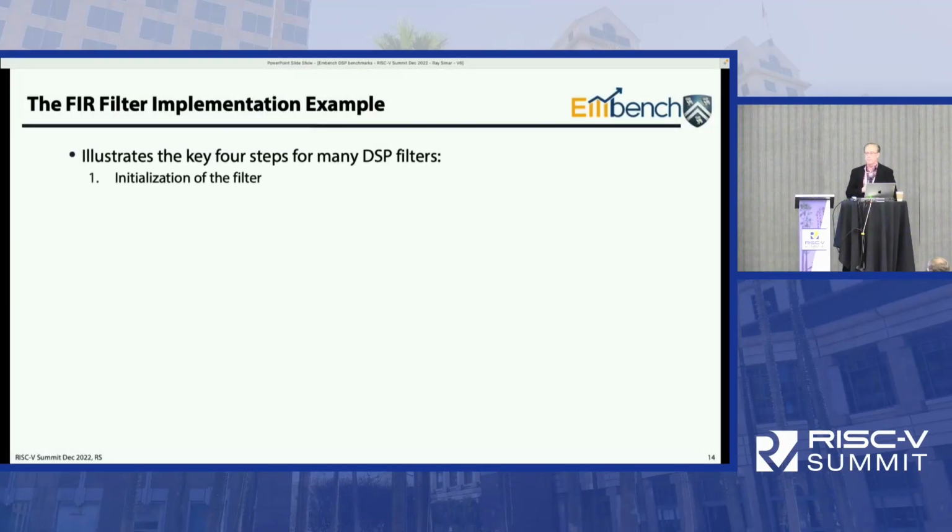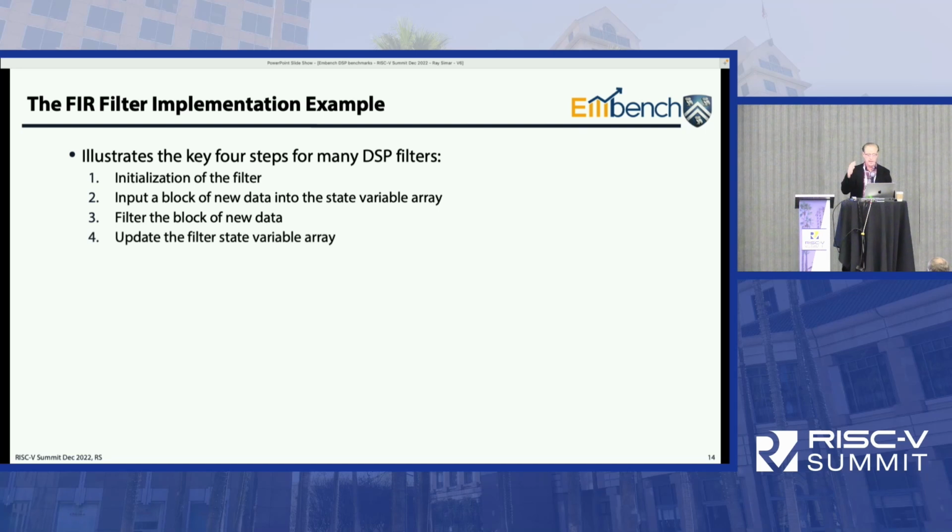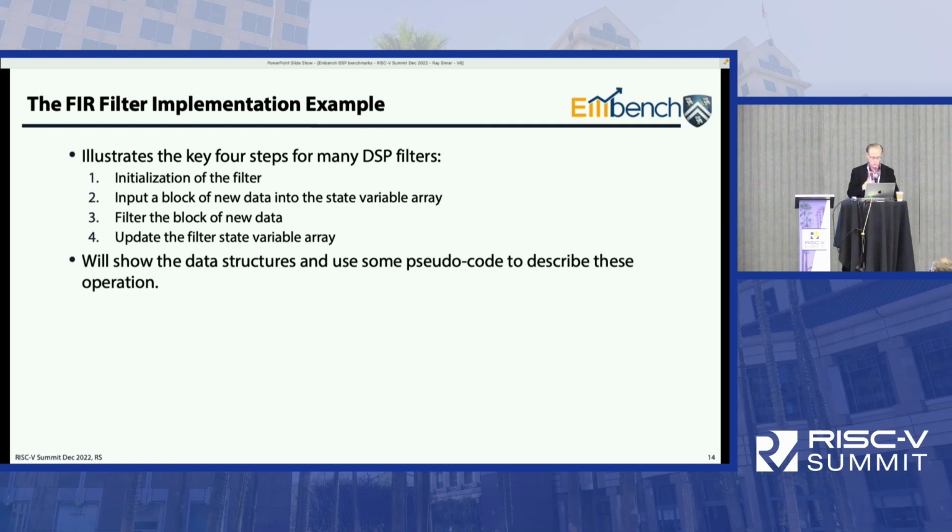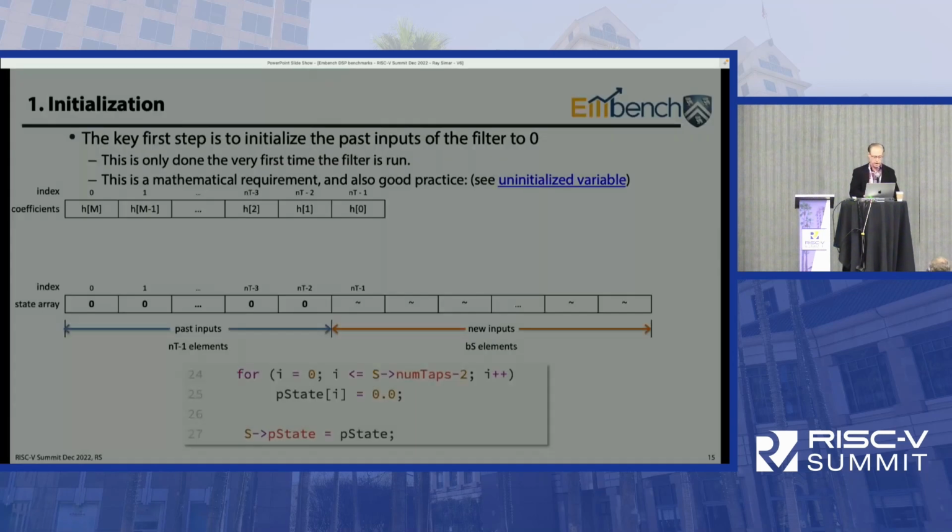Here's the 4 steps. We're going to initialize the filter. We're going to input a new block of data. We're going to filter the block of data, and then we'll update the state variable array. So our benchmark timing will basically generally cover steps 2, 3, and 4. All right, so we're trying to illustrate here what's going to drive the performance of this kind of a benchmark. So we'll look at the data structures, and I'll show you a little pseudocode that describes the different operations.